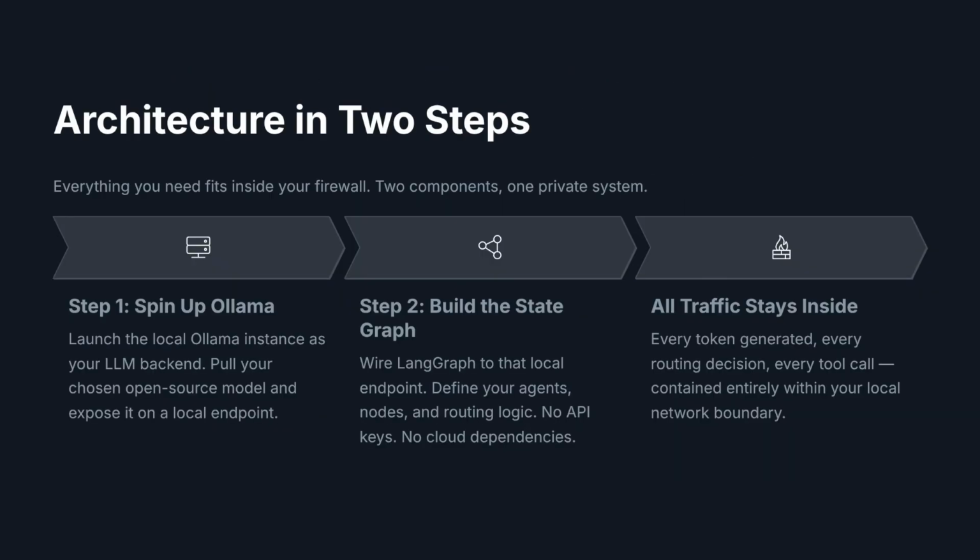Alright, there are two main pieces to this architecture. First, we spin up the local Llama instance as our LLM backend. Then we build a LangGraph state machine to orchestrate the actual agents. And notice that everything stays securely inside your firewall. That is all you need to know before we start. Enough theory, let's build it.